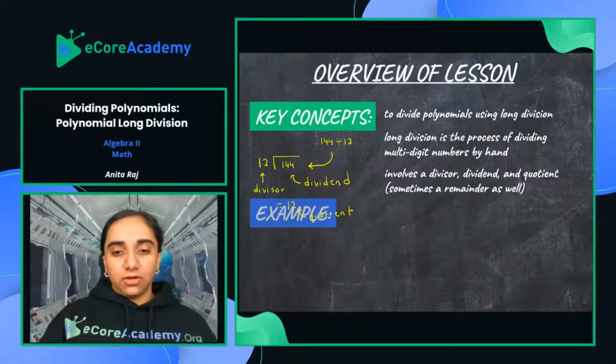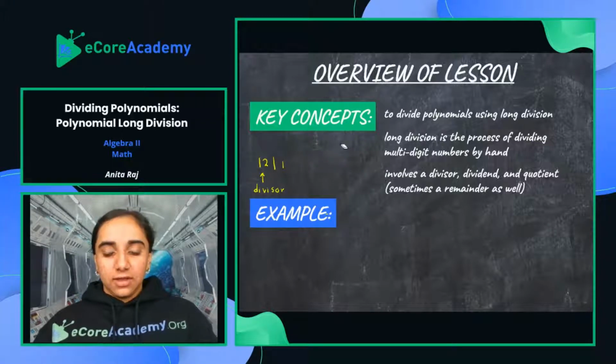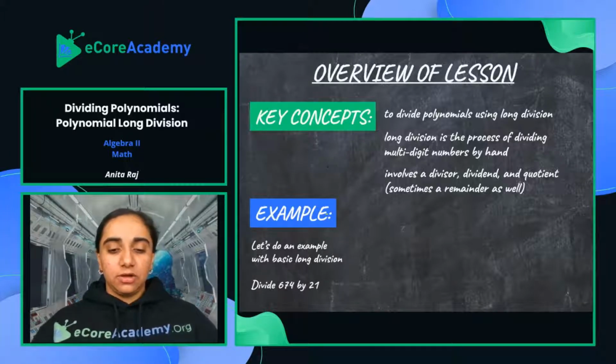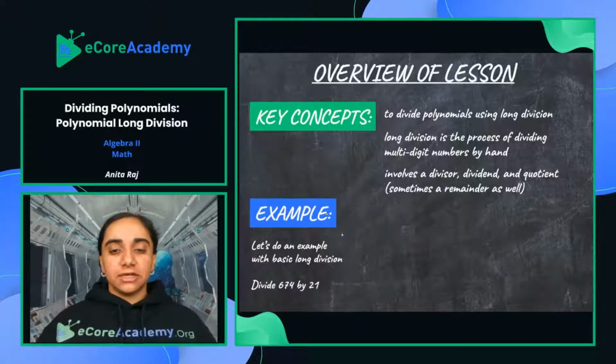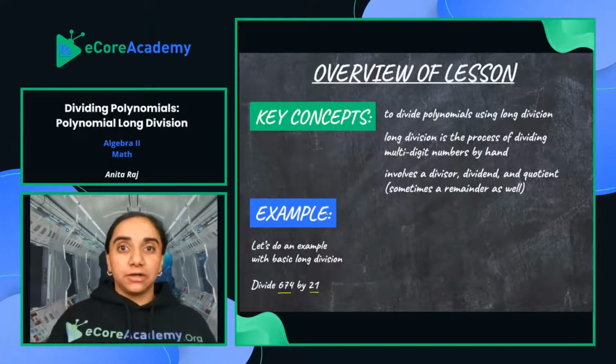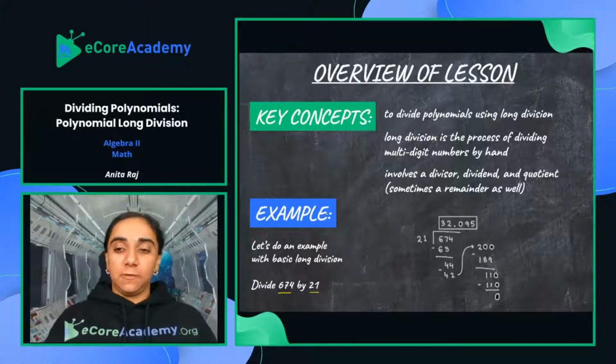Okay. Moving on. Whoops, I wrote right over example. Let me erase this. So here's an example for you. In this example, we're going to be doing an example with basic long division. So we're not going to jump right into polynomial long division yet. We're literally just going to take two multi-digit numbers, 674 and 21, and just review how to do this basic process we learned. So here's your solution already pre-written if I'm dividing 674 by 21.